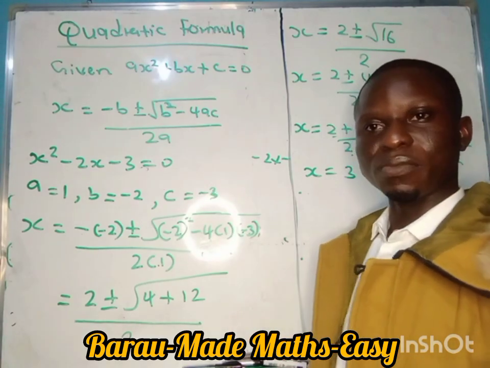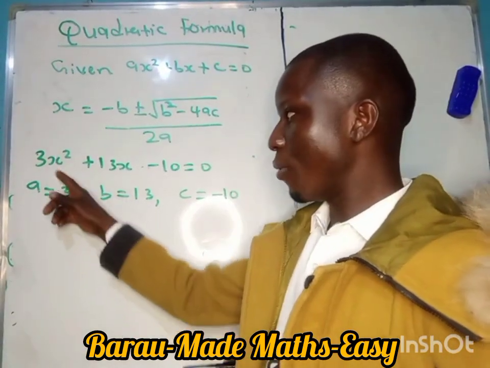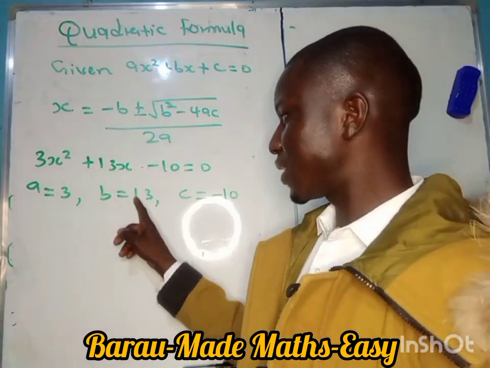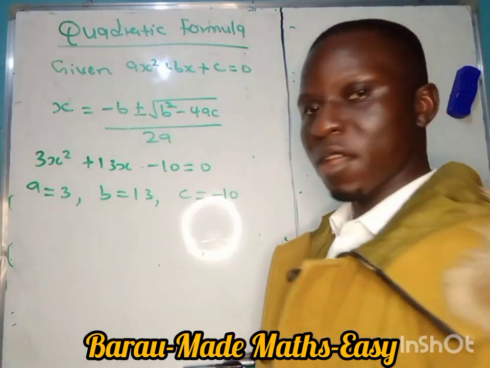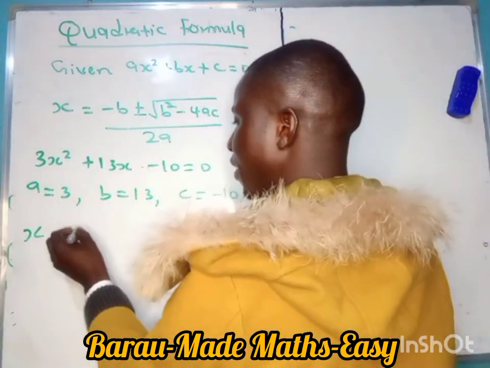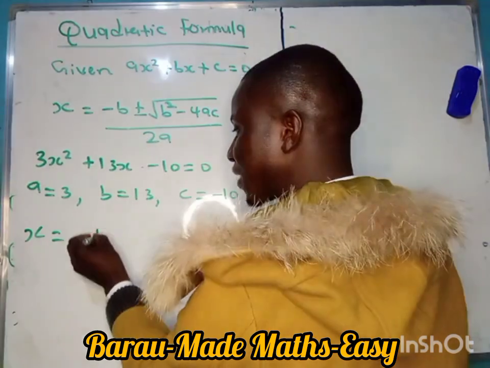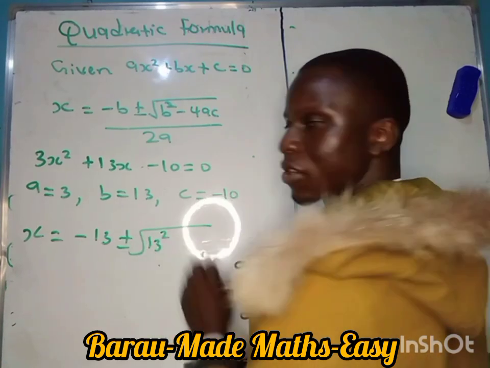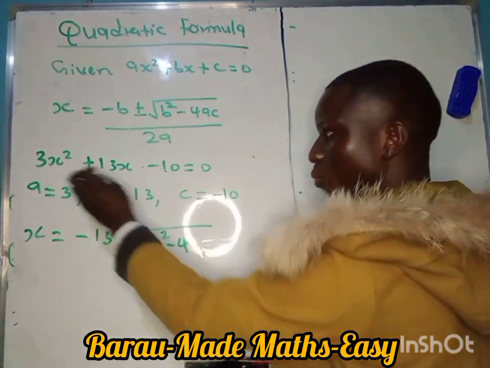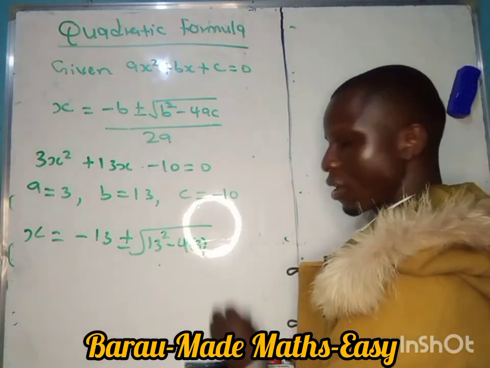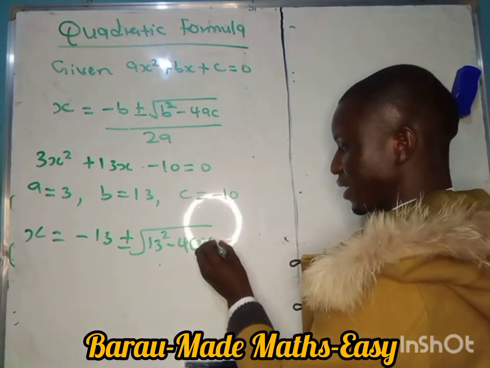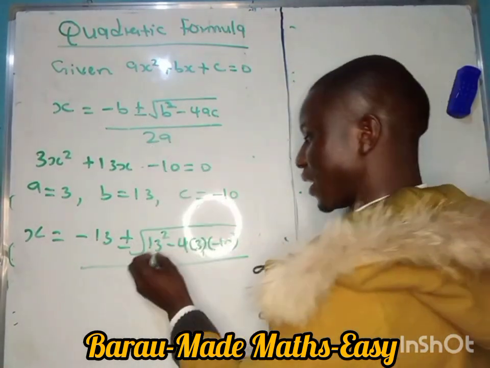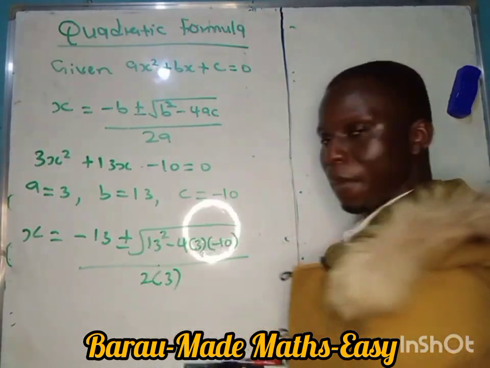Let's consider another example. In this example, our a, which is the number next to the square term, is 3. Our b, the number next to x, is 13. And our constant is negative 10. So our x value will now be negative of our b. That will be negative of 13. Plus or minus the root of b squared, that will be 13 squared. Minus 4 multiplied by a, that is 4 times 3. Multiplied by c, our c is negative 10. We divide everything by 2 times our a, that is 2 multiplied by 3.